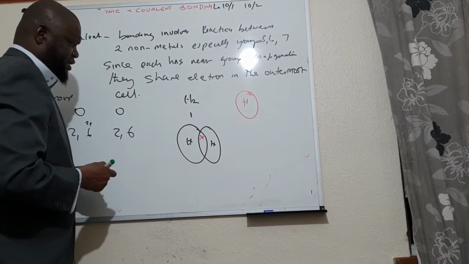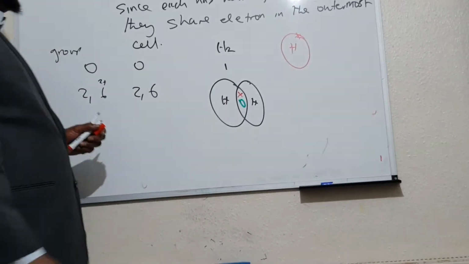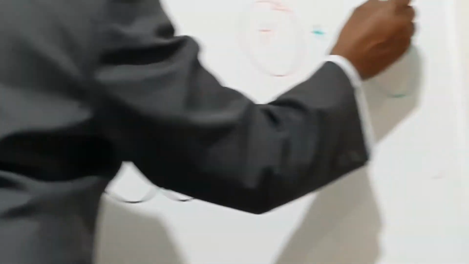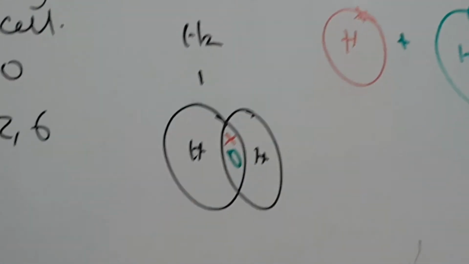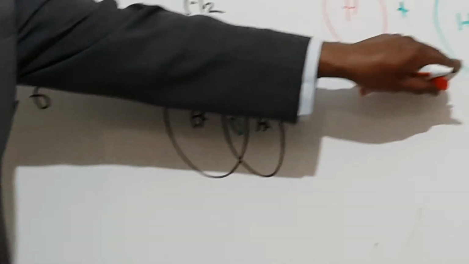Look at the way I'm drawing it. This hydrogen will have... So basically, two hydrogen coming together. Please, the plus doesn't mean ionic bonding, but this one is reacting with this.